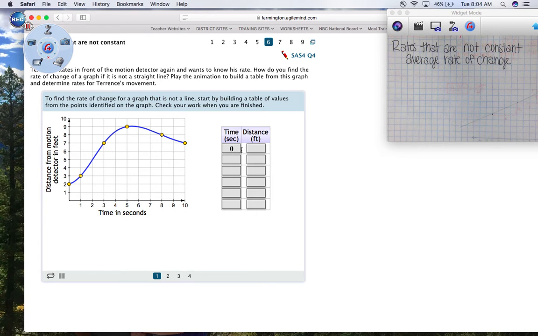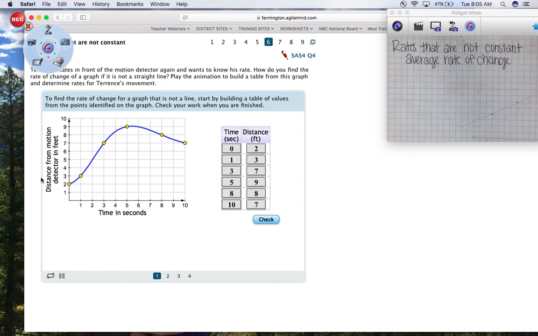So at 0 time, the distance is 2. At 1 second, the distance is 3. At 3 seconds, the distance is 7. At 5 seconds, the distance is 9. At 8 seconds, the distance is 8. And at 10 seconds, the distance is 7.